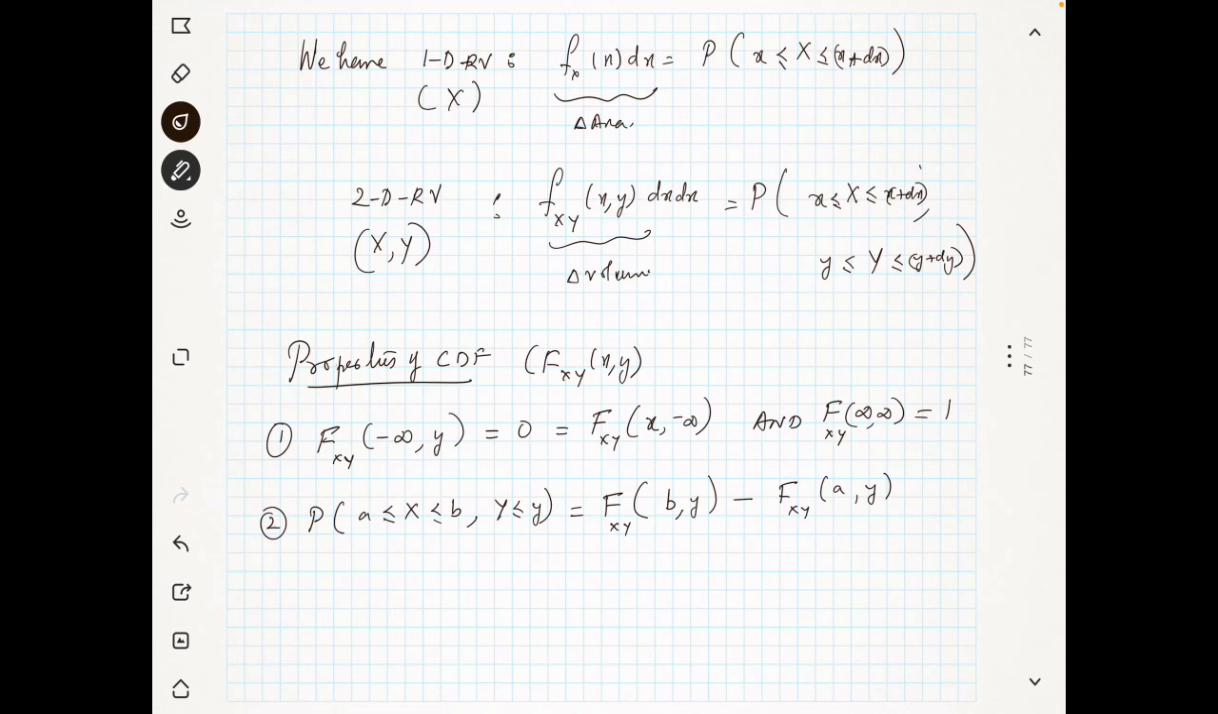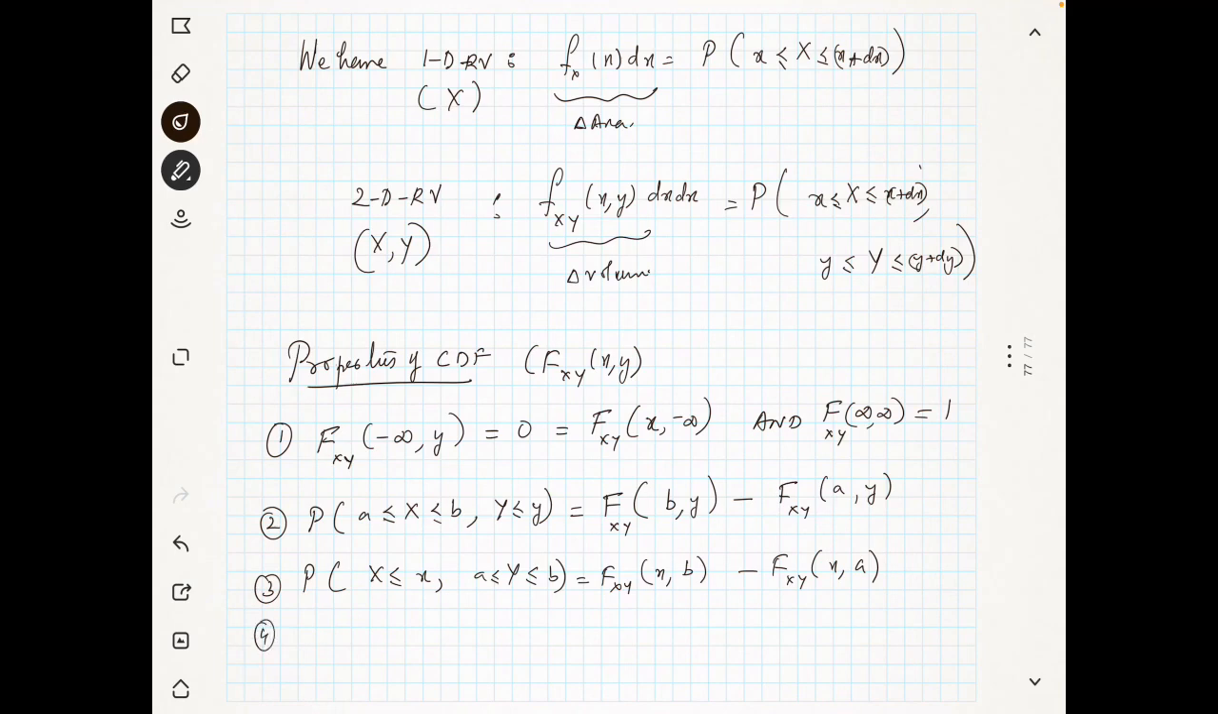Now we have another formula, the same as the second one. The probability that x takes the value less than or equal to x, given that y takes the value between a and b, is nothing but F_XY of x, b minus F_XY of x, a. So it's the same as the previous formula.